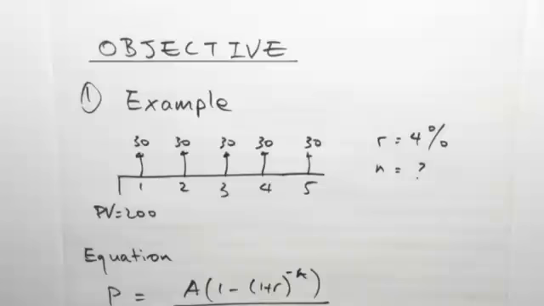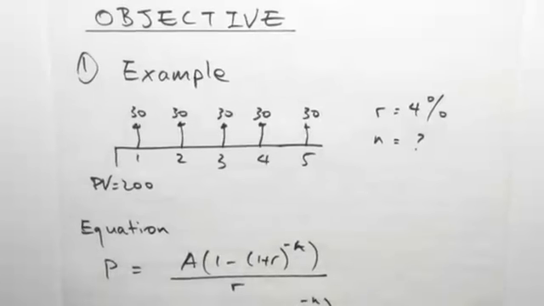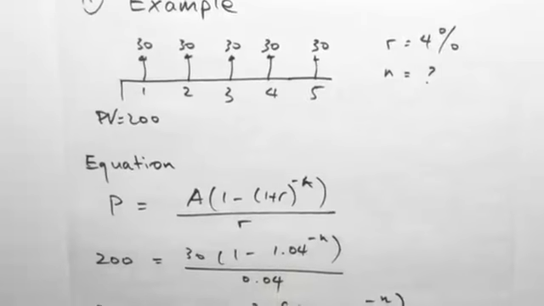The first thing we'll do is look at the equation. We know the equation for the present value of an annuity is P = A[(1 - (1 + R)^-N) / R]. We put in the information we do know, which is P is 200, A is 30, and the rate is 4%.